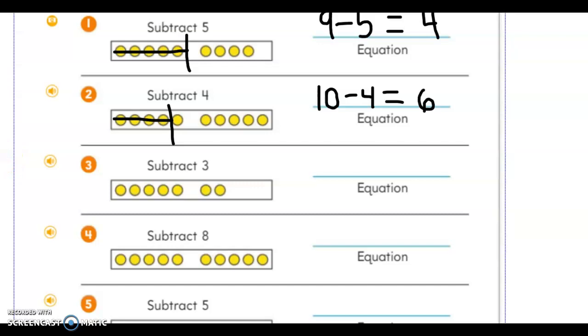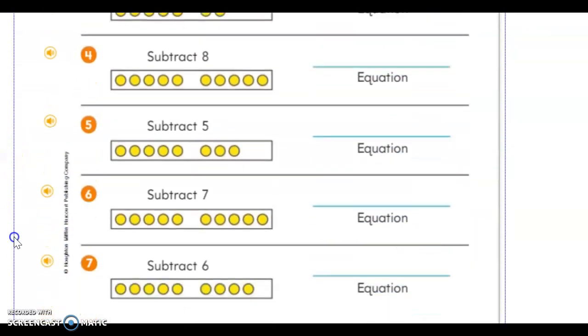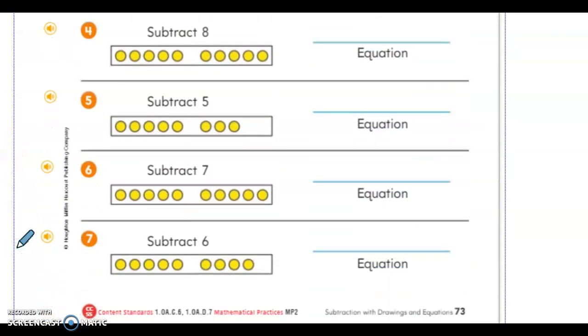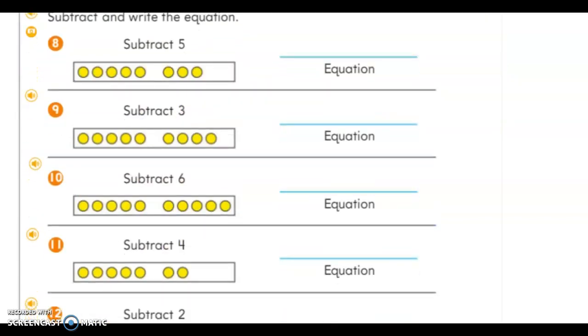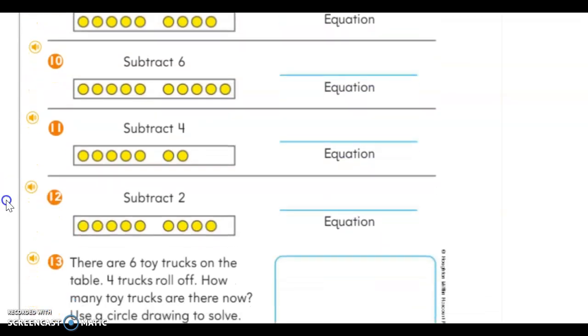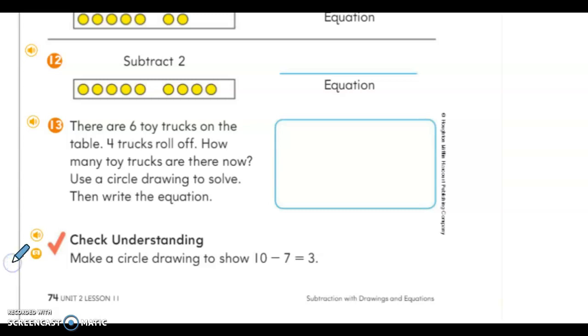I want you to please try 3, 4, 5, 6, and 7. Do those ones on your own. If you could flip to the other side with me really quick so we can go over the directions back here, and then you'll be on your own to do your best work. Numbers 8, 9, 10, 11, 12 are the same. What we want to talk about together would be number 13.